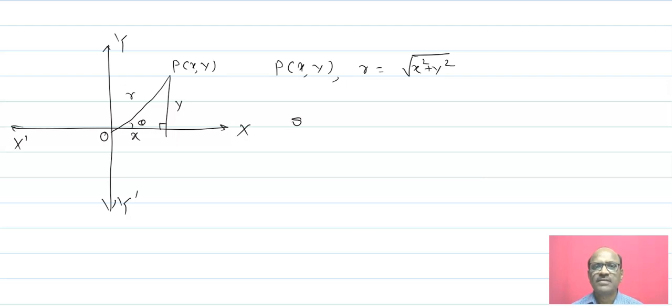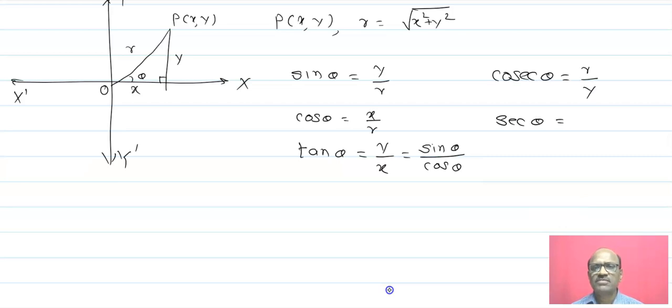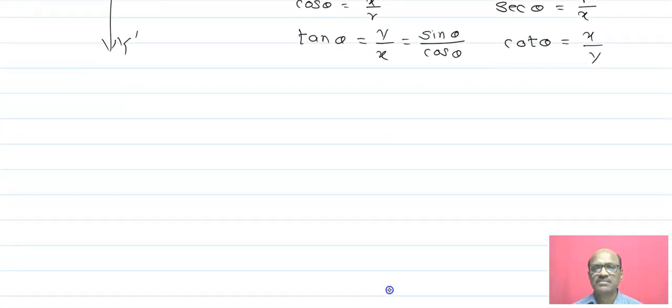Now we will define: the terminal makes an angle theta with the x-axis. Therefore, sin theta is equal to opposite side upon hypotenuse. It is y upon r. Cos theta is adjacent side upon hypotenuse. Tan theta is equal to opposite side upon adjacent side, and that is nothing but sin theta upon cos theta. Again, the reciprocal of sin theta is cosec theta, which is r upon y. Sec theta is the reciprocal of cos, that is r upon x, and cot theta is x upon y. These formulas you have to remember.